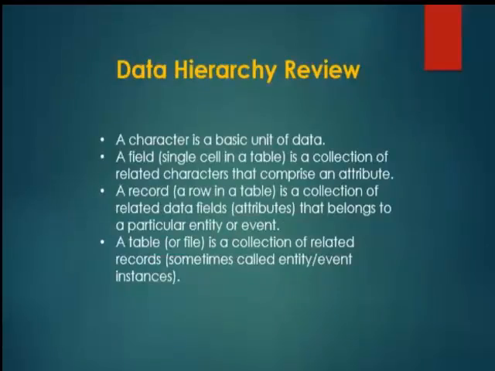Data hierarchy review. A character is a basic unit of data. A field, such as a single cell in a table, is a collection of related characters that comprise an attribute. A record, such as a row in a table, is a collection of related data fields, or attributes, that belongs to a particular entity or event. A table, or file, is a collection of related records, sometimes called entity-event instances.